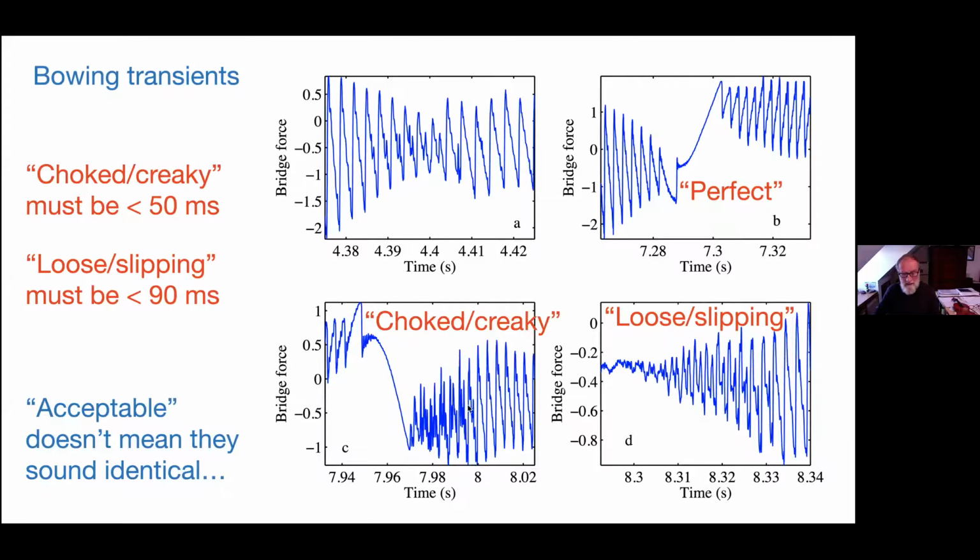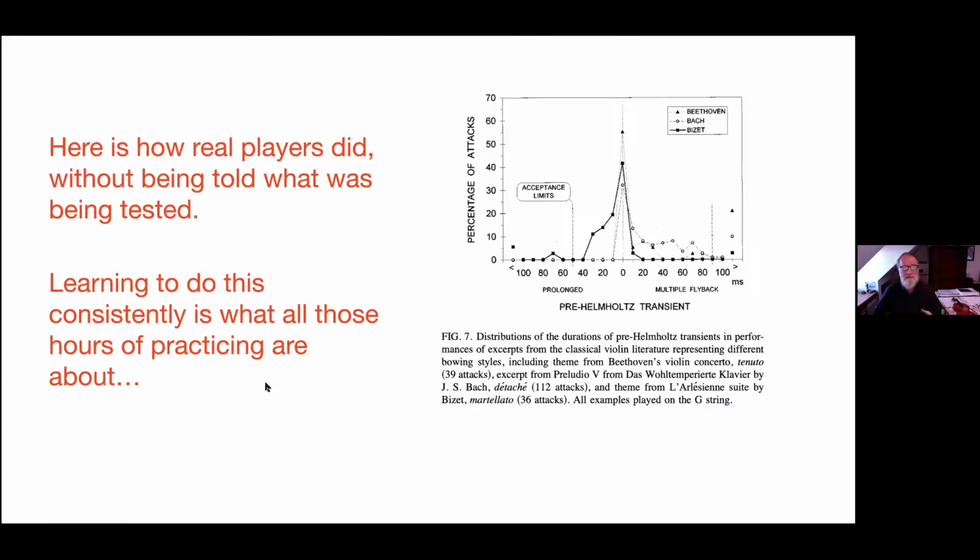They found that for this kind of transient with a scratchy bit at the beginning, the transient bit before the sawtooth starts has got to be less than 50 milliseconds long. The double slipping, loose slipping ones could be a little bit longer. They could be up to 90 milliseconds. Now, being acceptable doesn't mean they all sound identical. The four things we've got here will all sound a little different, but all of these transitions happen within the permitted time, and all of these would pass muster with your violin teacher. So that's a number.